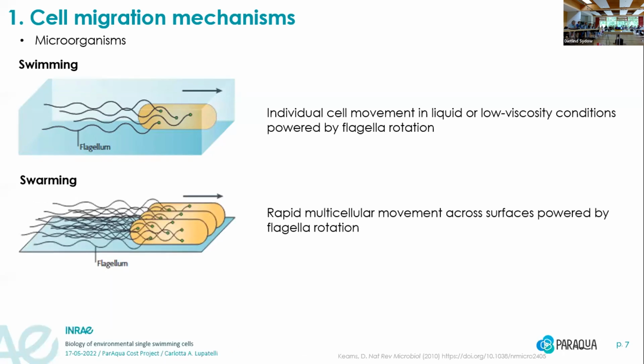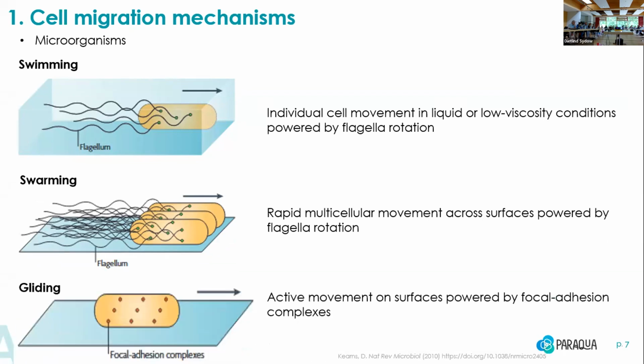But we can also have other kinds of mechanisms, such as swarming, which is defined as rapid multicellular movement across surfaces powered by flagellar rotation. So basically, in swimming we have one cell moving in liquid with flagella, and in swarming we have multiple cells moving together on surfaces by flagella. We can also have, for example, gliding, which is defined as active movement on surfaces powered by focal adhesion. So there are many different mechanisms, and I just want to give you an idea of what we can find.